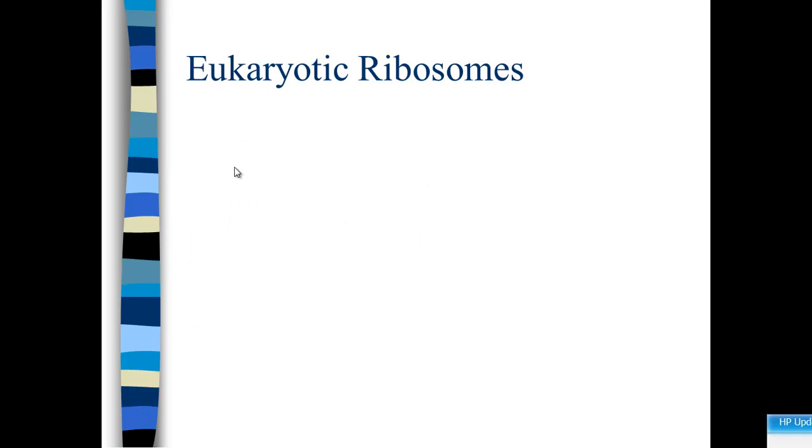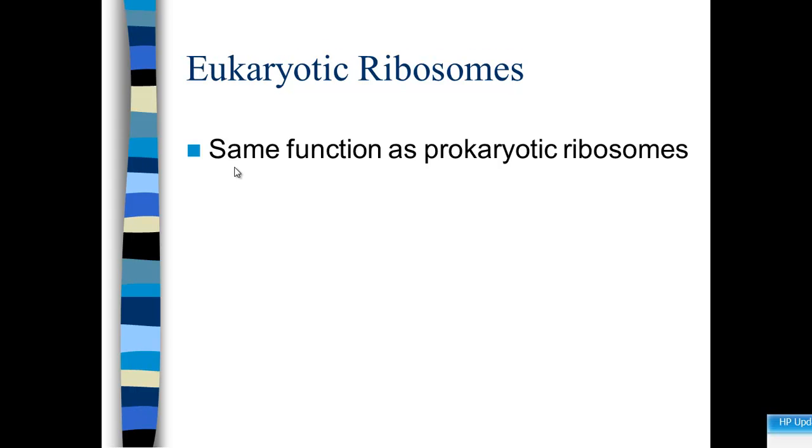Now let's talk about eukaryotic ribosomes. We talked a little bit about prokaryotic ribosomes and looked at their structure. There's a small subunit and there's a large subunit. Eukaryotic ribosomes function the same, and you know that that is the protein production factory of the cell.